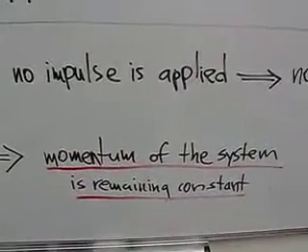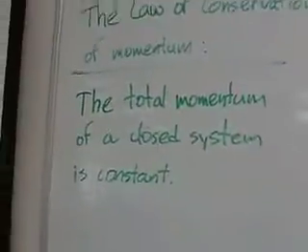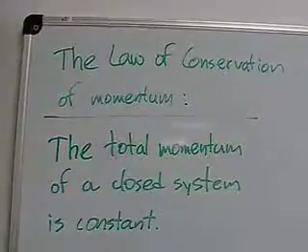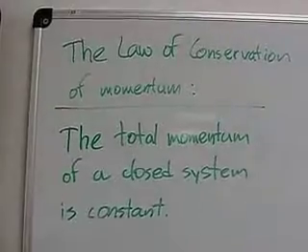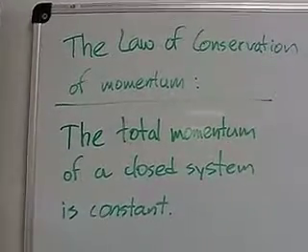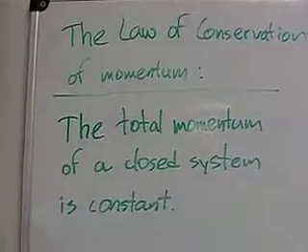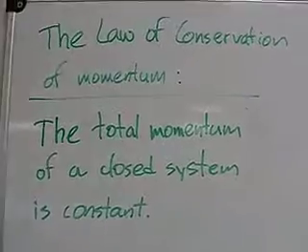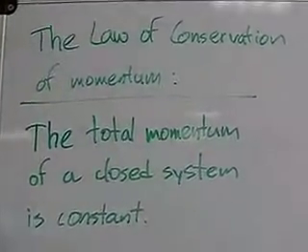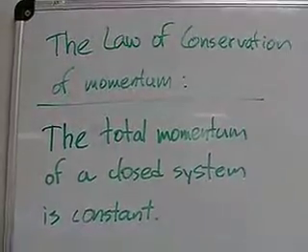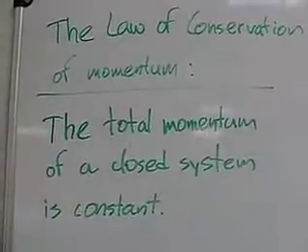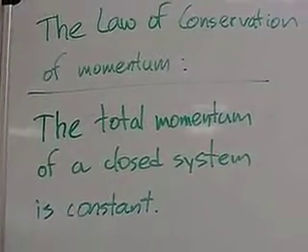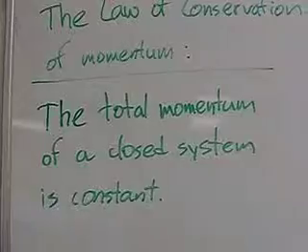And that's what the law of conservation of momentum says. We could write it as that the law of conservation of momentum says that the total momentum of a closed system is remaining constant if no net force is acting on the system, of course. So in the absence of net force acting from the outside, the momentum of the system is remaining constant no matter what is going on inside of the system.